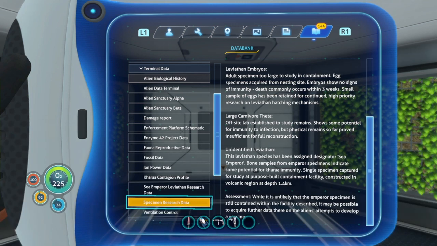Assessment. While it is unlikely the Emperor specimen is still contained within the facility described, it may be possible to acquire further data on the aliens' attempt to develop a vaccine. This data entry, I think you collect by... Yeah, apparently I was correct. You get it by the disease research facility. So, hooray for that. Moving along.